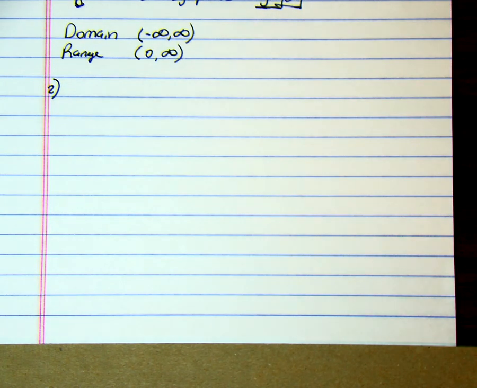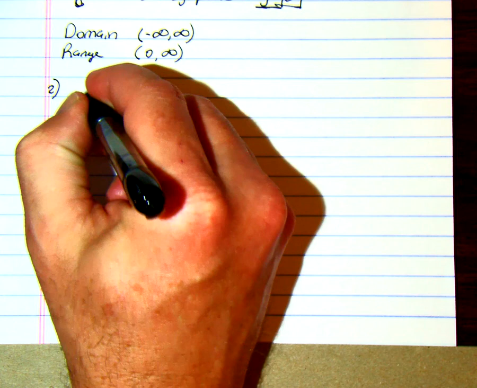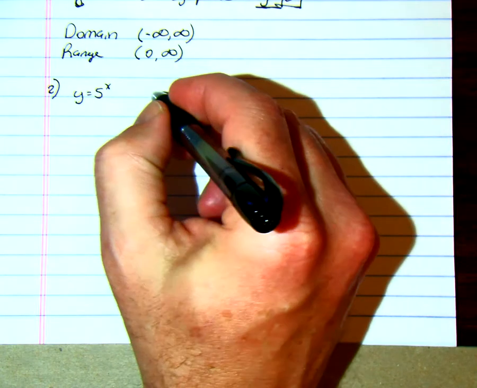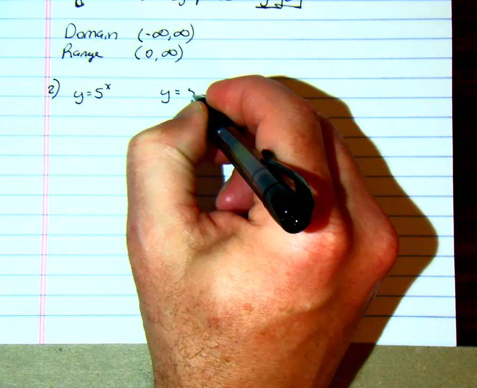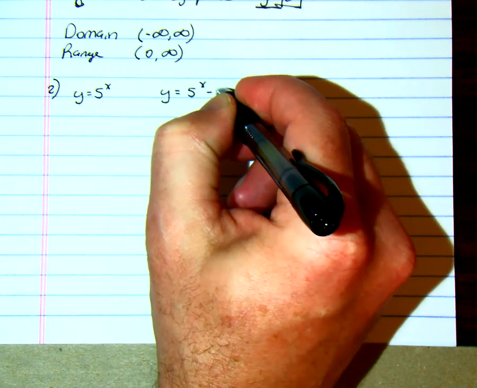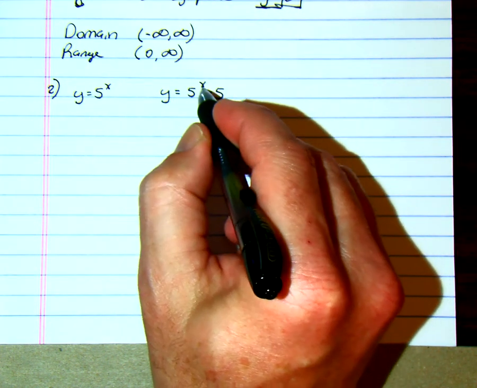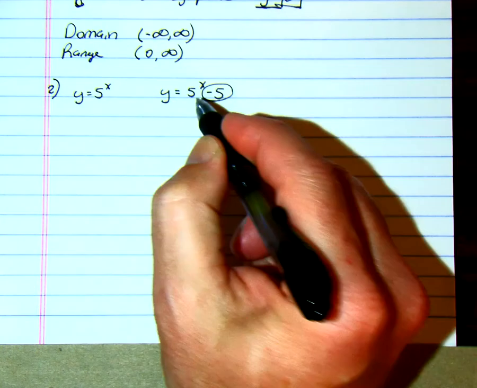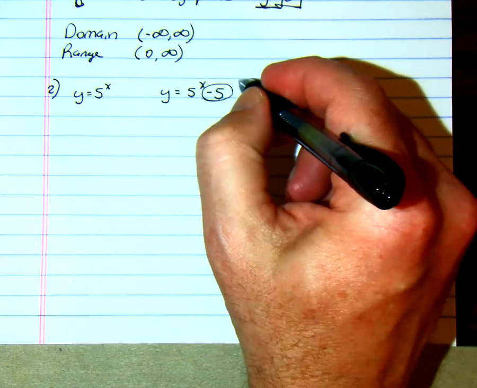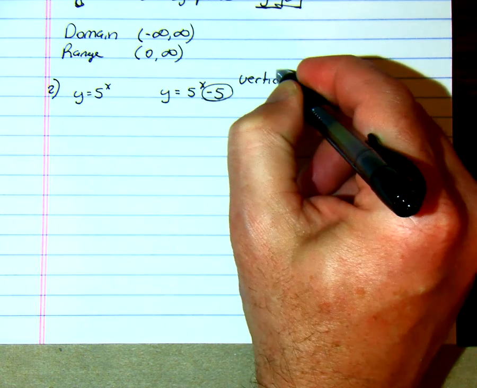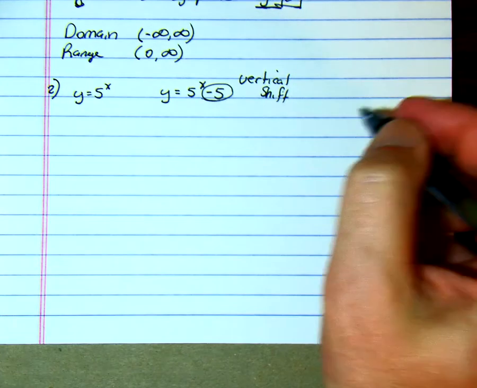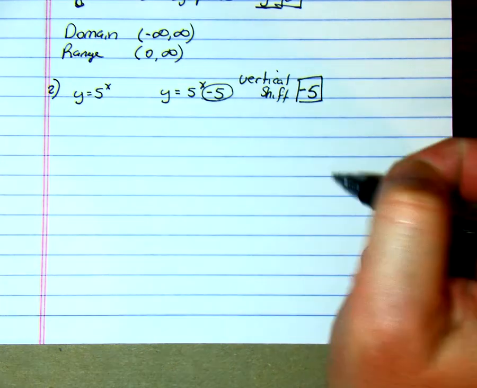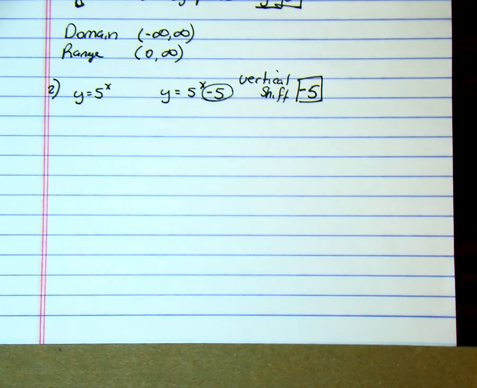All right, use the transformation of y equals 5 to the x power. In this case, that is going to be my base. But what they're asking me to look at is y equals 5 to the x minus 5. So now what we have to understand is my base function stayed exactly the same. The only thing we threw on was this -5 after the function, and this is going to be a vertical shift. So in the vertical shift box, we're going to put -5.